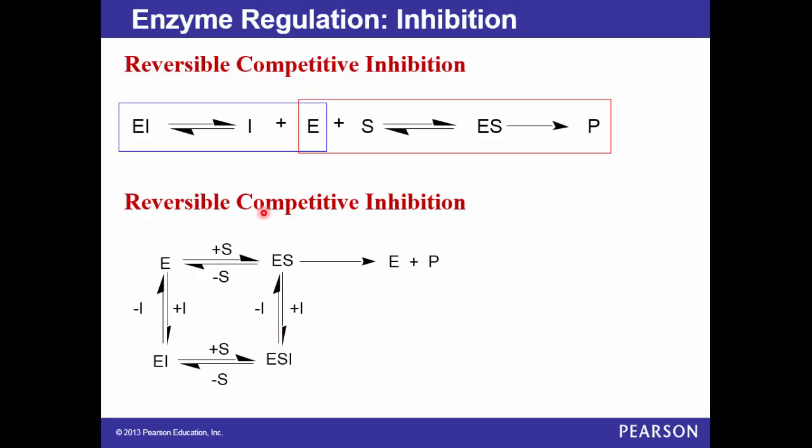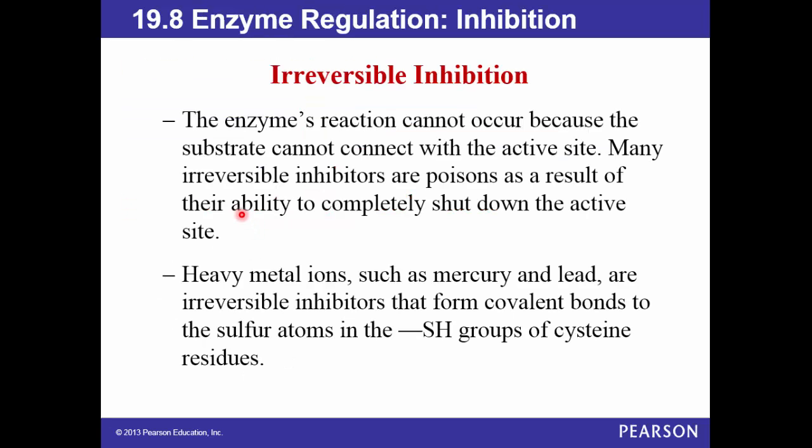So this is not the same as this. This must be non-competitive. Now the second general type of inhibition is called irreversible. Here the enzyme's reaction cannot occur because the substrate cannot connect with the active site. Many irreversible inhibitors are poisons as a result of their ability to completely shut down the active site.